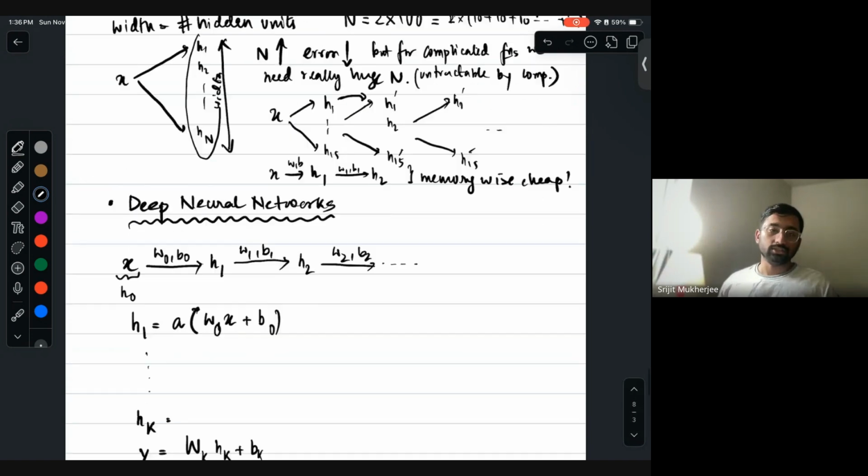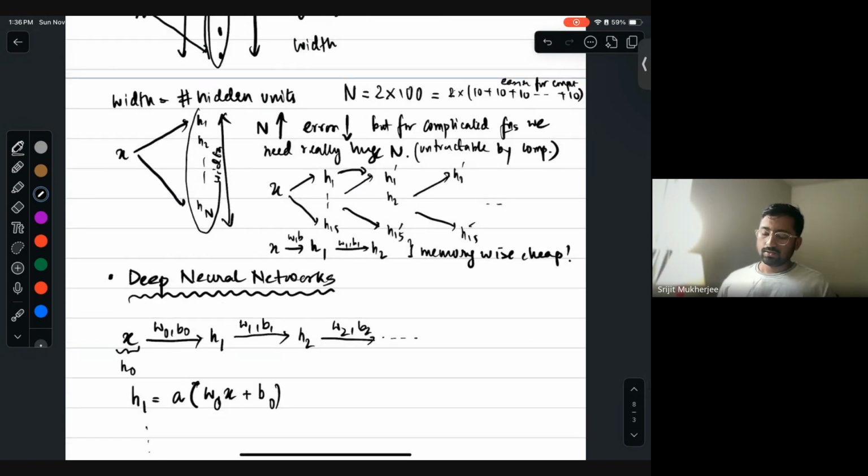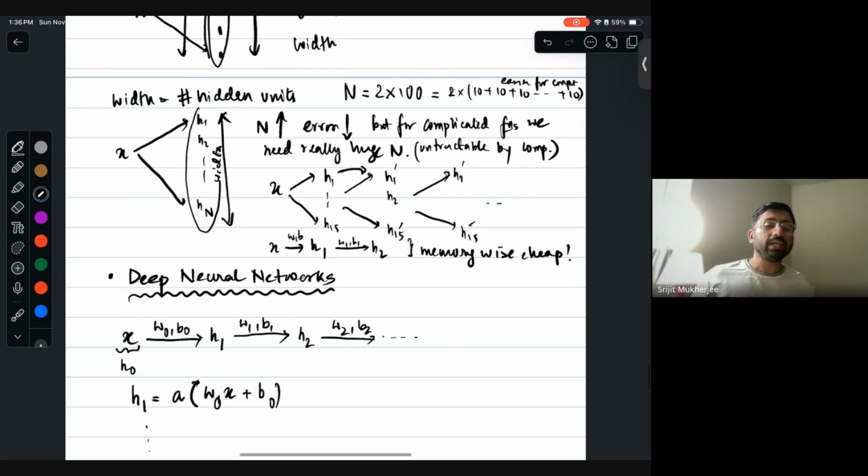Memory wise it's easy and cheap. So we cannot store a large huge matrix.